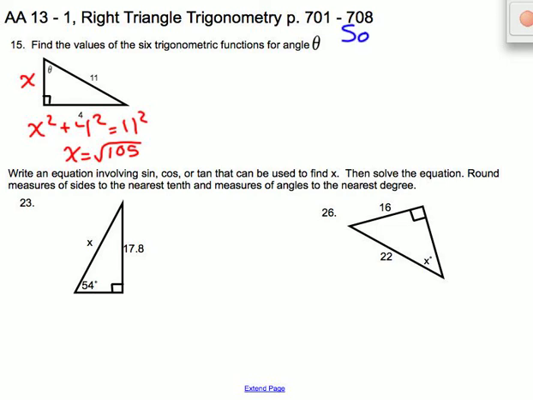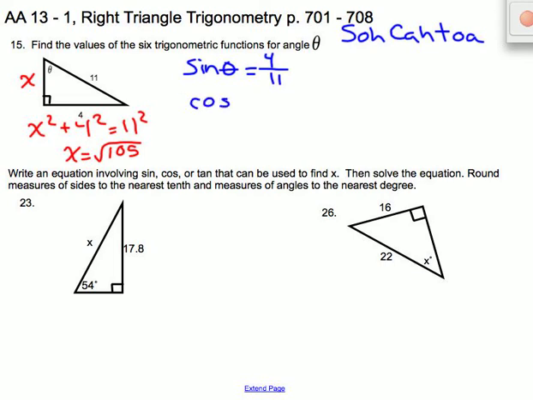So sine is the opposite over hypotenuse. Cosine is the adjacent over hypotenuse. And tangent's the opposite over adjacent, how we get SOHCAHTOA to remember. So when I'm looking for the sine of theta, we're going to use the side opposite, which is 4, over the hypotenuse, 11. If you can simplify the fraction, you do.